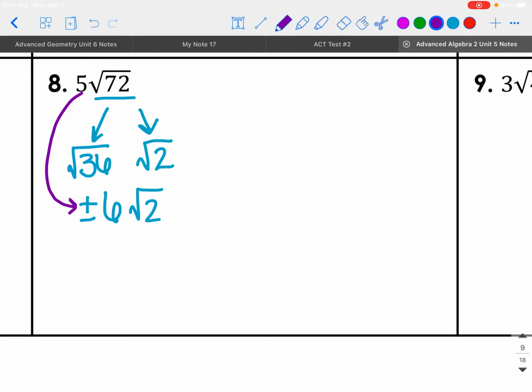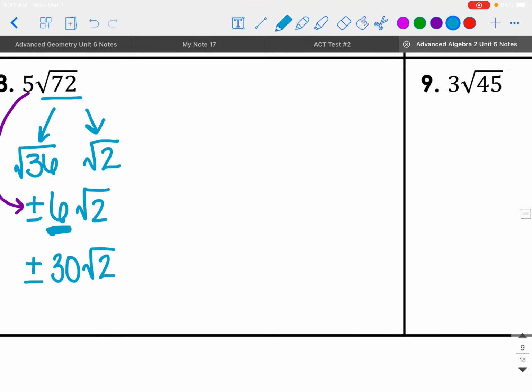But we have this 5, so we need to multiply by 5. So that becomes plus or minus, you only multiply the 6, 30, radical 2. 6 times 5 is 30.